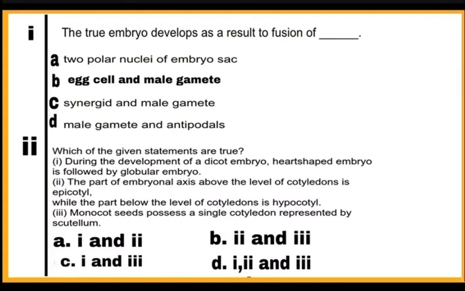Now see the statement number 3. Monocot seeds possess a single cotyledon represented by scutellum. This is also correct statement. So option B is right. Statement 2 and 3 are the correct statements. So mark B as a correct answer.